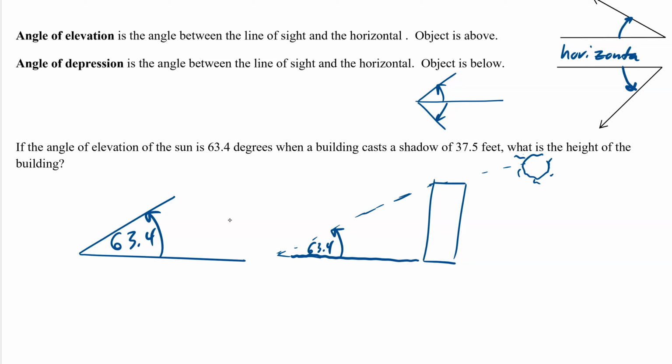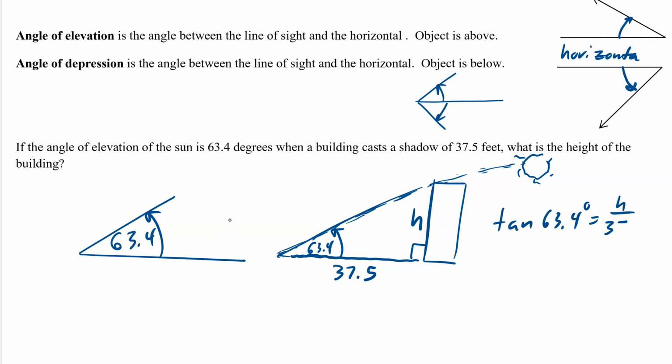It's at the end of the shadow. So the end of the shadow is the elevation of our sun. So you can see now, what do we have here? A right triangle. So the shadow is 37.5, and we need the height of the building, so that would be tangent. Tangent of 63.4 degrees equals h over 37.5. So a quick little solve, 37.5 tangent 63.4 equals h.